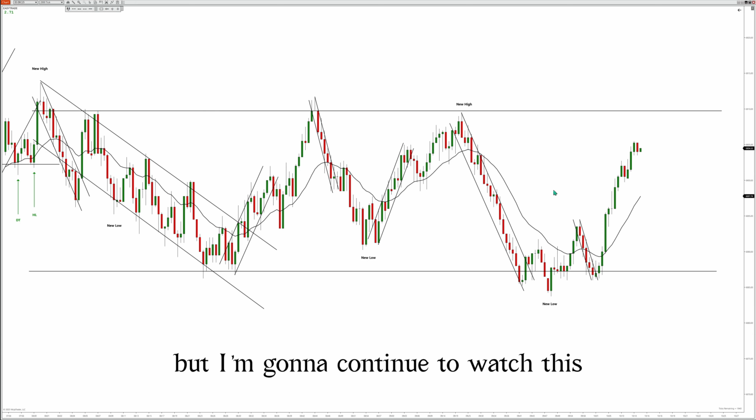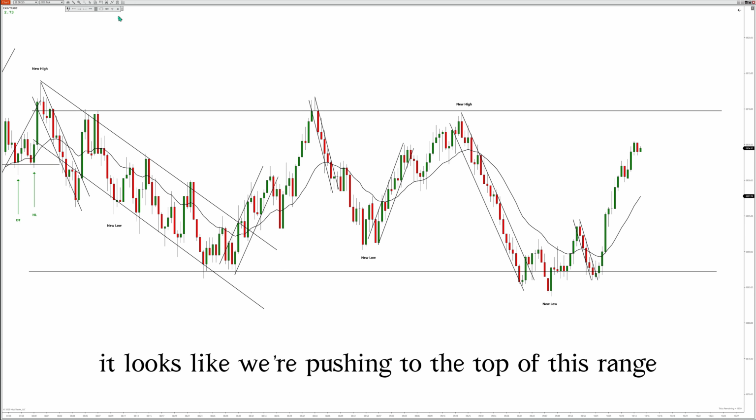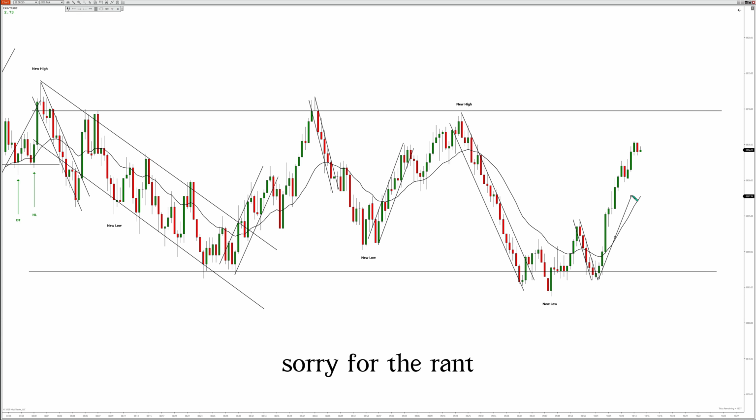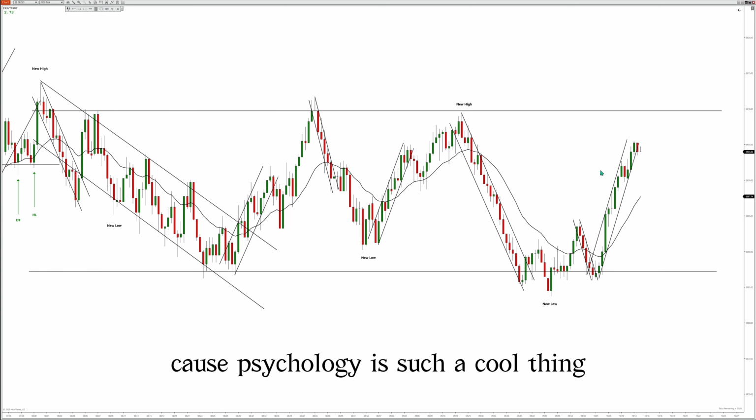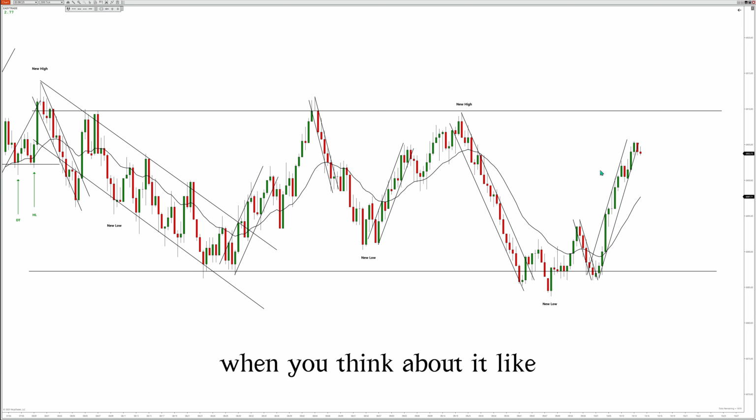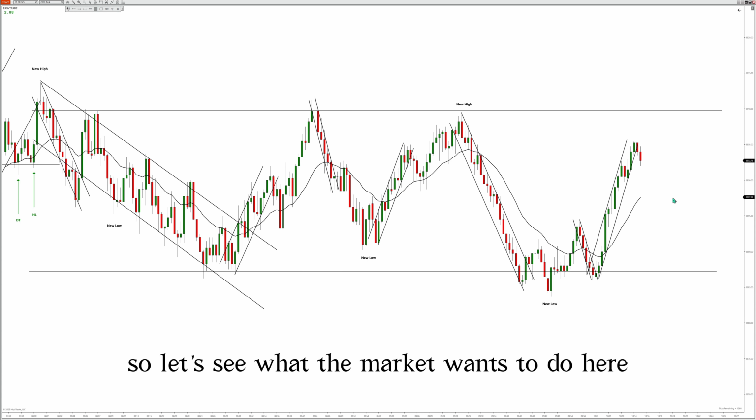But I'm going to continue to watch this. It looks like we're pushing to the top of this range. Sorry for the rant. Sometimes I get into this mood where it's motivating, man, because psychology is such a cool thing when you think about it, especially in trading. So let's see what the market wants to do here.